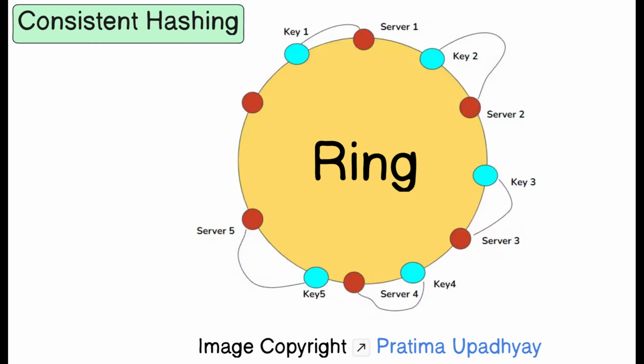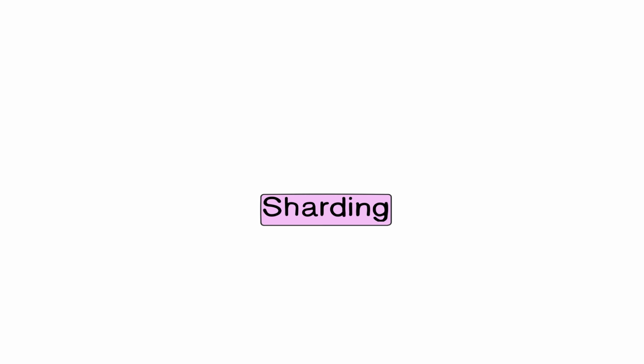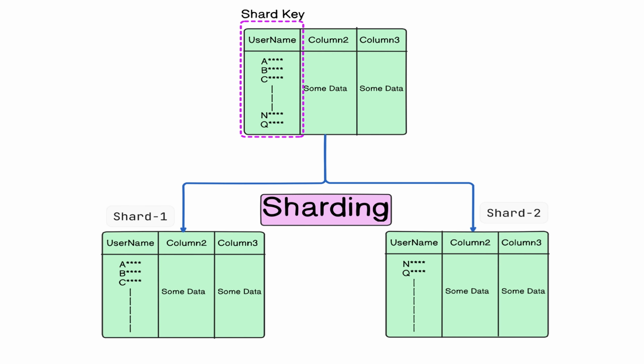Now moving ahead with another approach, which is sharding. In this, we divide the complete dataset into smaller shards or pieces, with each server storing a subset of data. For example, to store user profiles in cache using this approach, we can store all users having names starting with A to M on server 1 and from N to Z on server 2.